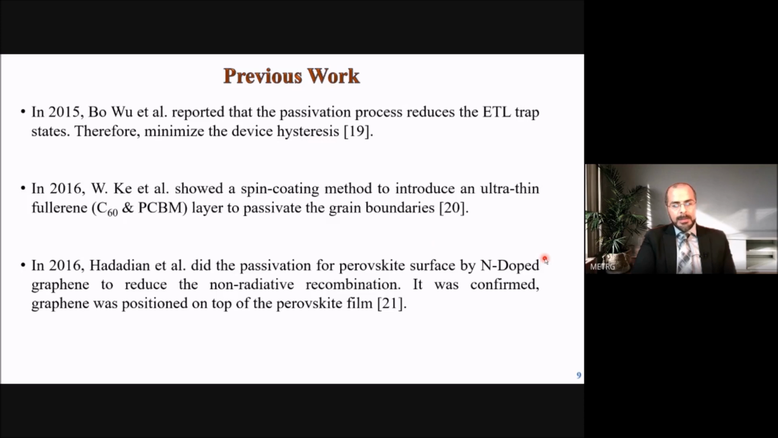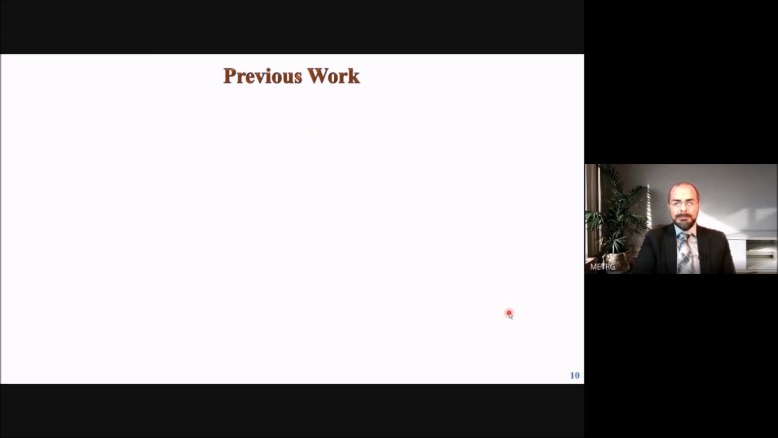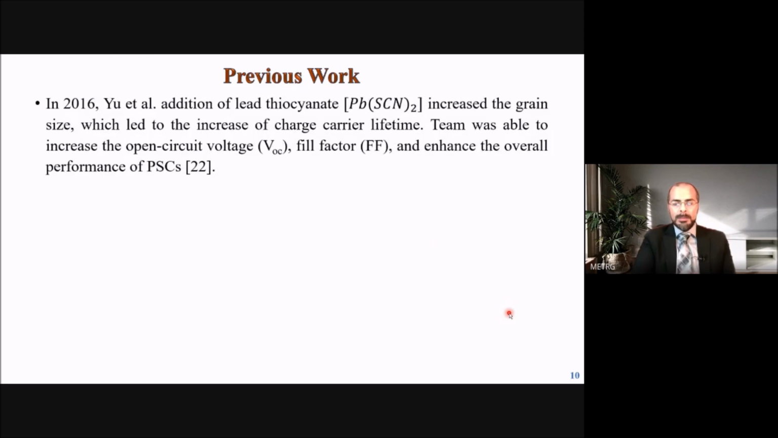Haddadin and his team in 2016 did the passivation for the perovskite surface by adding N-doped graphene to reduce the non-radiative recombination. It was confirmed that the graphene was positioned on top of the perovskite film, and we will see how we create the perovskite film and the experimental procedure.